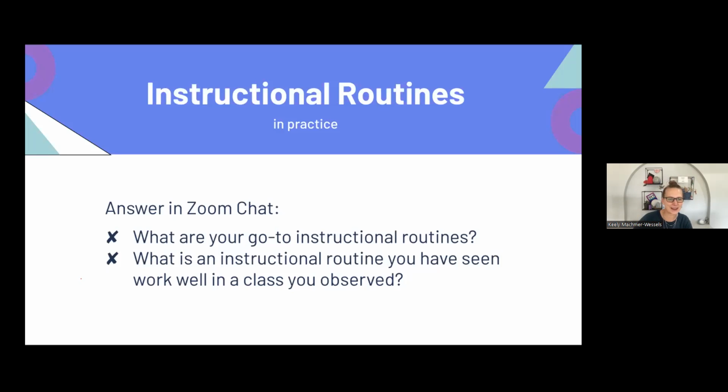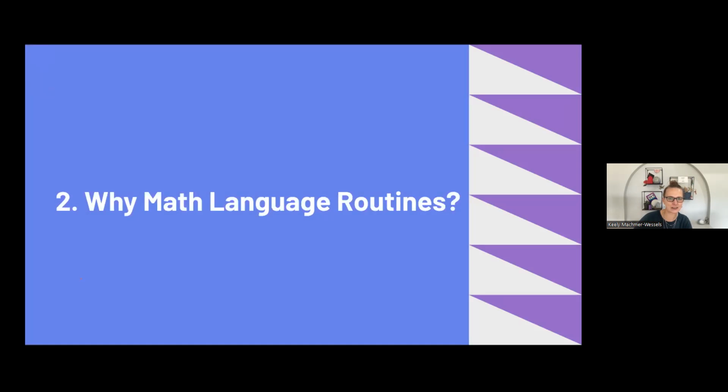Okay, so I'm going to move into thinking a little bit more about a specific type of instructional routine called a math language routine. So I'm curious, with a fist to five, how familiar are you with math language routines? So 0 would be you've never heard of a math language routine before, and a 5 being you use these all the time when you're teaching. So if you could throw a number into Zoom chat, that would help me out. Okay. This is some consistent data.